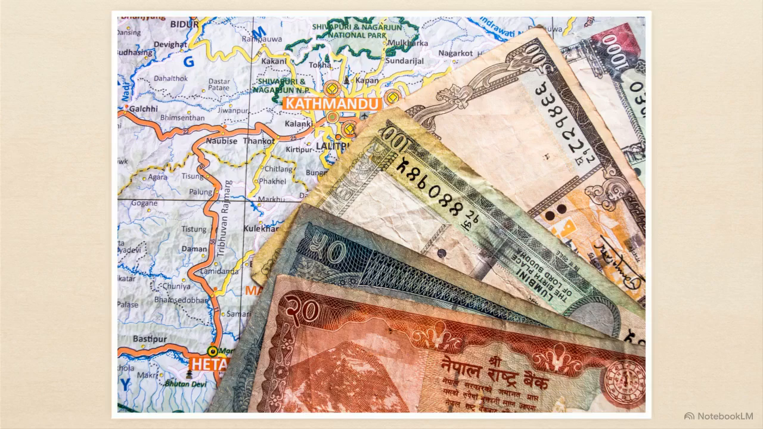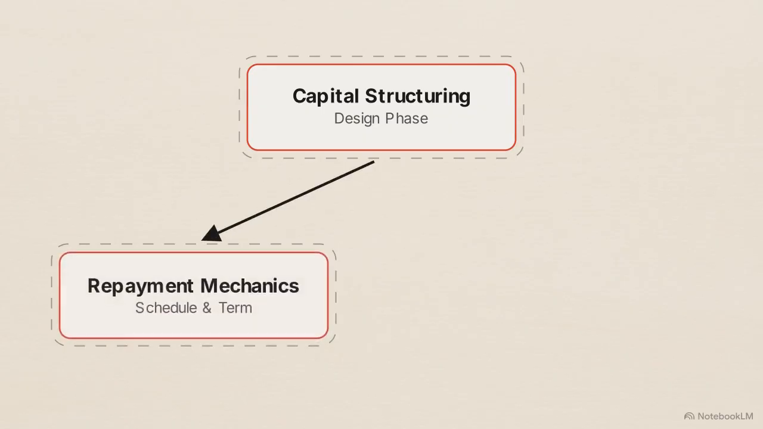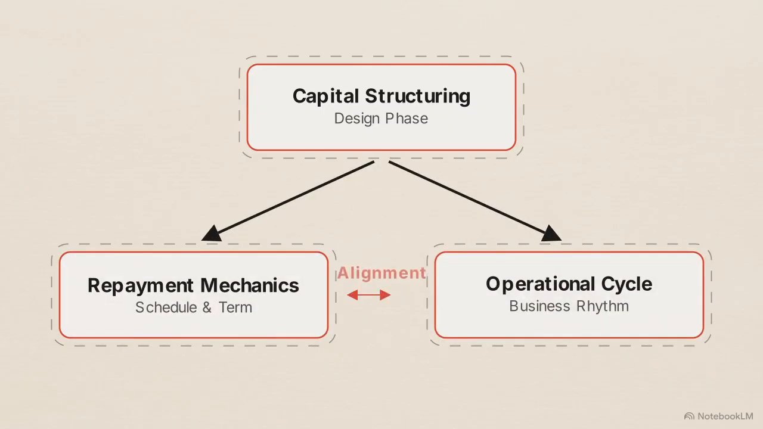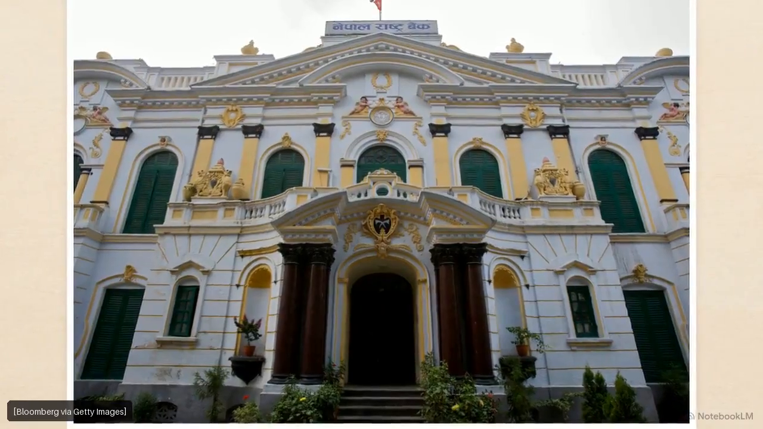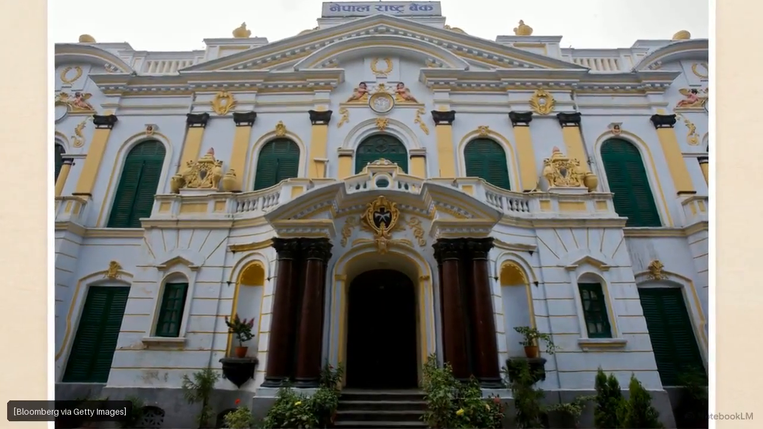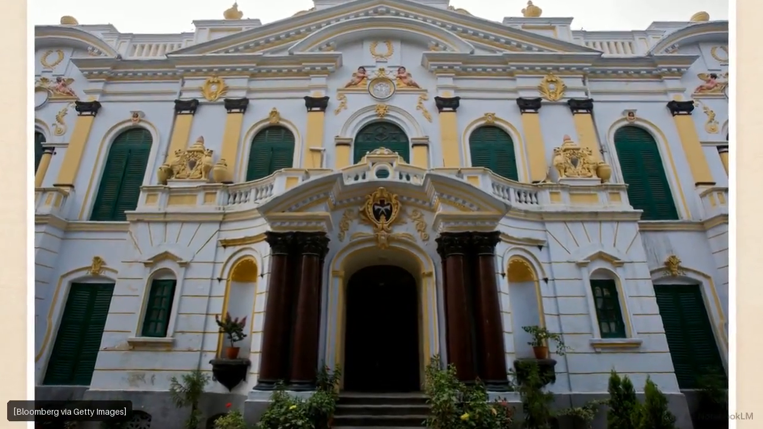Nepal's economy relies heavily on bank-based financing to channel national savings into productive sectors. The banking sector must engineer exactly how that capital is structured, determining the precise mechanics of repayment based on the specific operational cycle of the borrower. Nepal Rastra Bank, the central regulatory authority overseeing the nation's financial framework, dictates strict guidelines for designing these credit products.